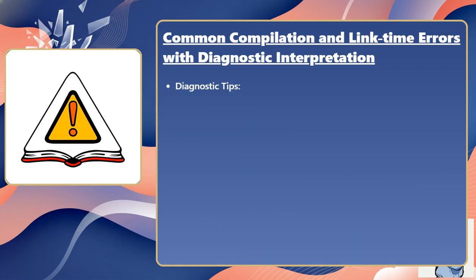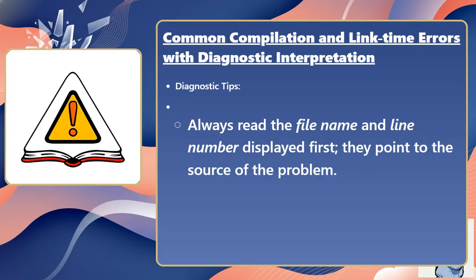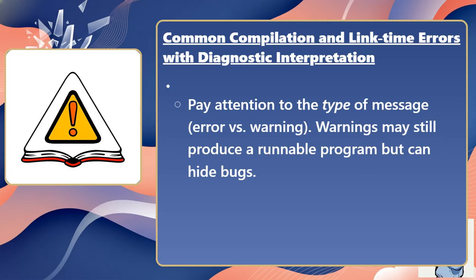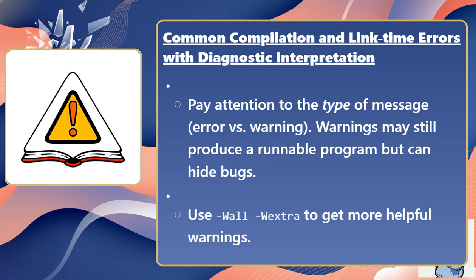Diagnostic tips. Always read the file name and line number displayed first. They point to the source of the problem. Pay attention to the type of message, error versus warning. Warnings may still produce a runnable program but can hide bugs. Use -Wall -Wextra to get more helpful warnings.